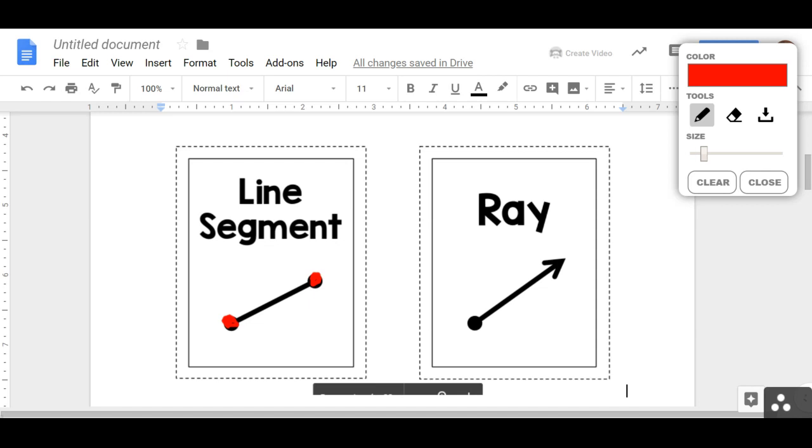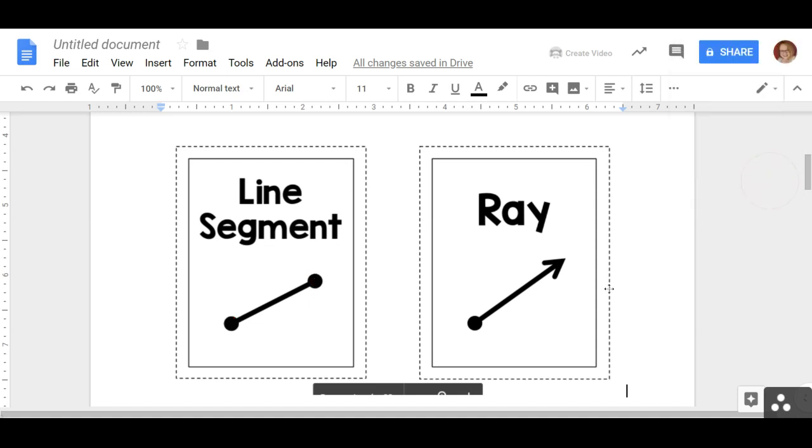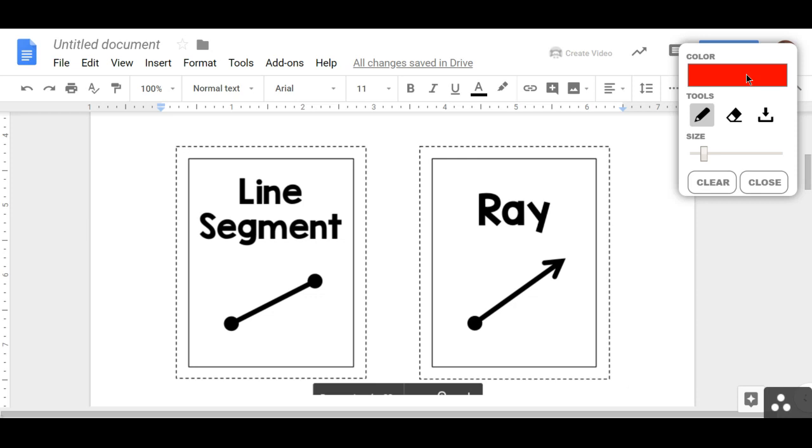All right. So now here's what I want you to do. I want you to listen to me very carefully, because now you're going to pause the video and then you're going to cut out each one of these 4 squares and you're going to set them to the side.